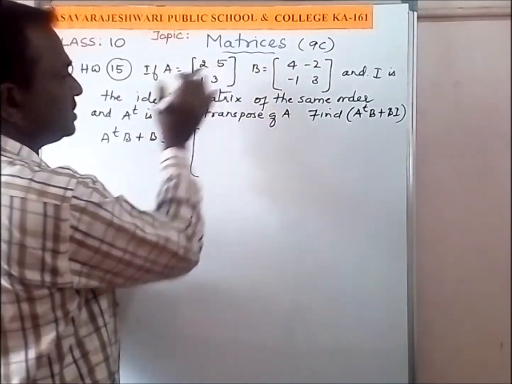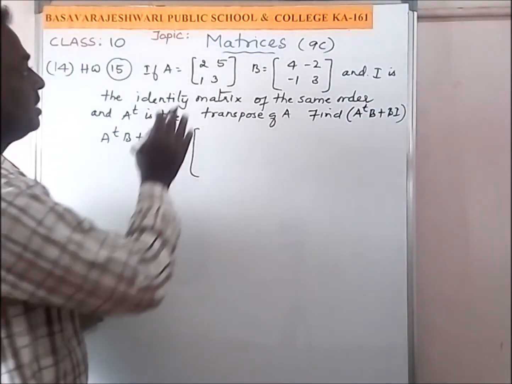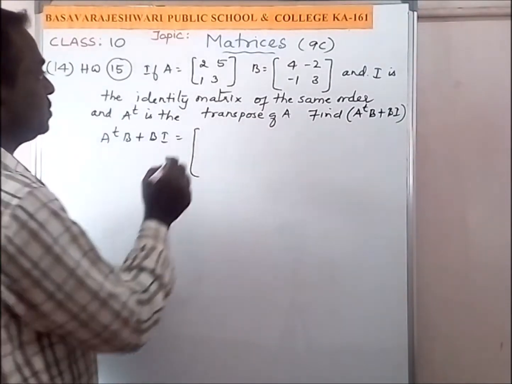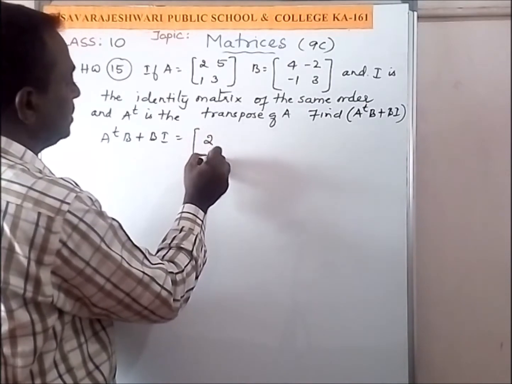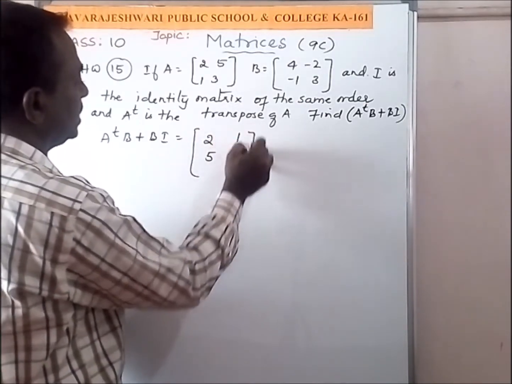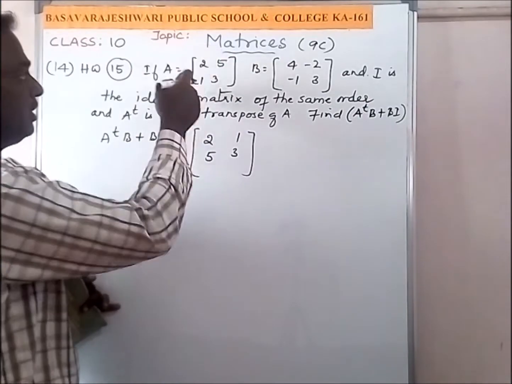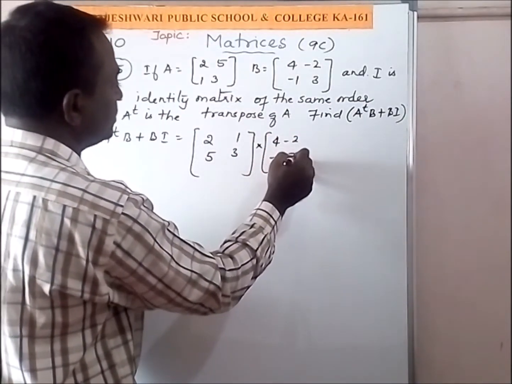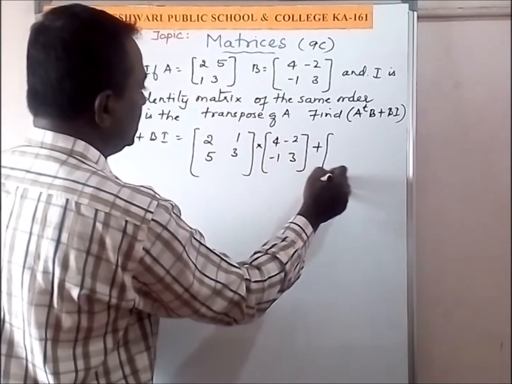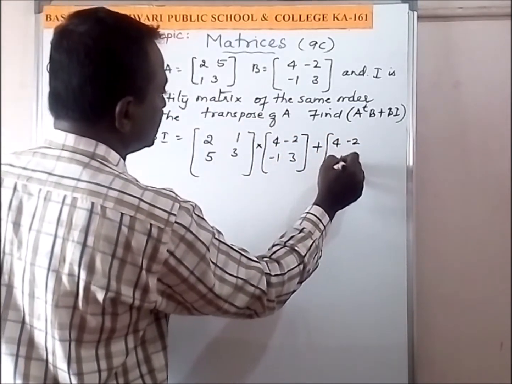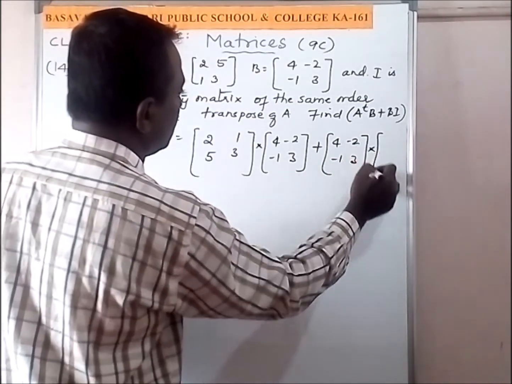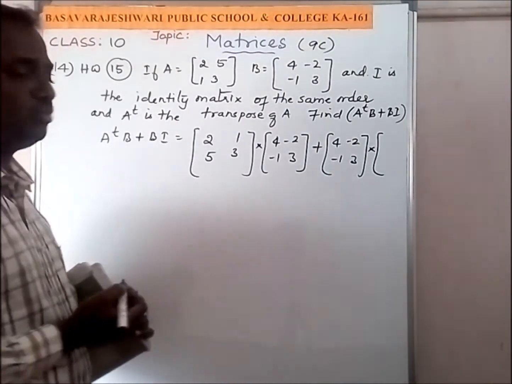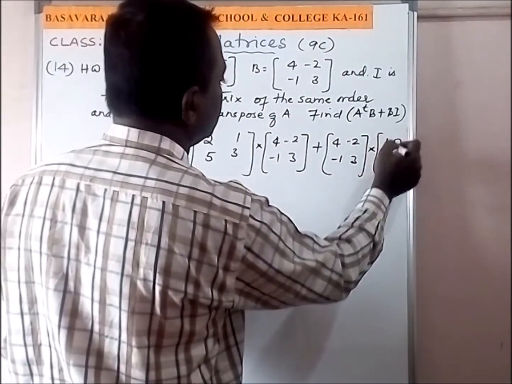So transpose of A means, I told already in the class, whatever the elements are there in the row, you should write it in the column. So 2, 5, 1, 3. Correct? Rows will be in the columns. 2, 5, 1, 3 into B, which is 4, minus 2, minus 1, 3, plus B, which is 4, minus 2, minus 1, 3, into identity matrix. Identity matrix means diagonal element should be equal to 1. Here it is 2 by 2, therefore 1, 0, 0, 1.